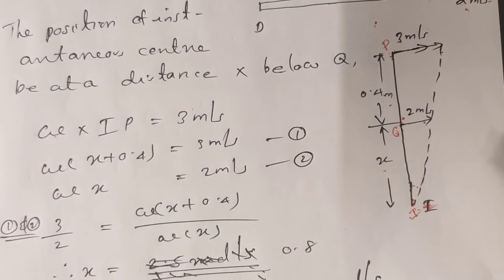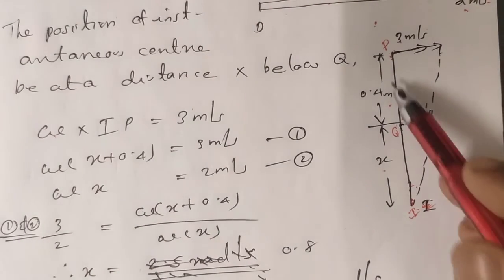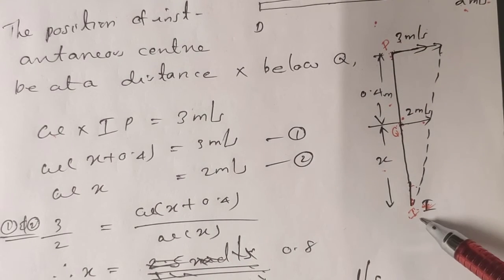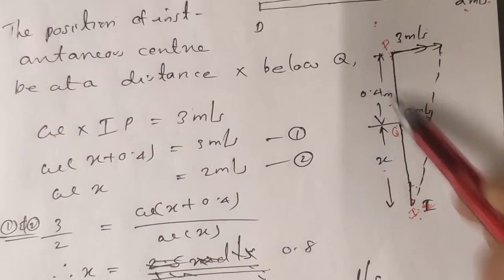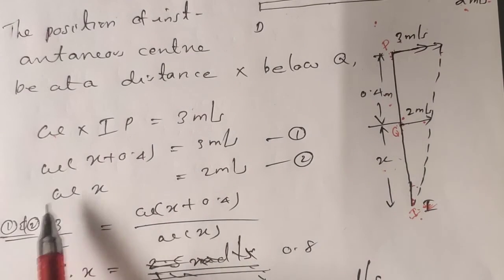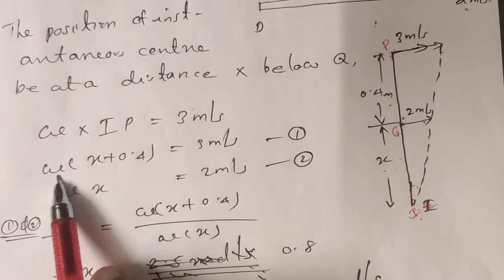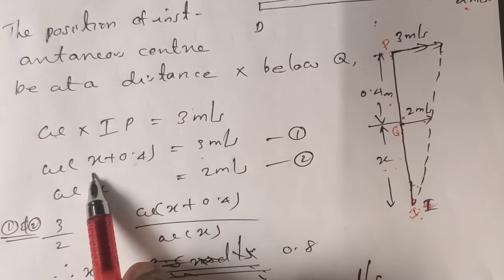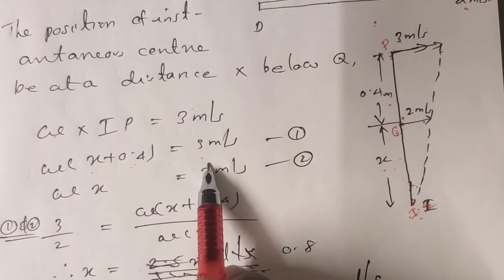So IP we can convert from the figure: that is 0.4 up to P to Q, that is 0.4, and Q to I is x. So we can call it x plus 0.4, or 0.4 plus x, whatever. That is, omega into (x plus 0.4) is equal to 3 meter per second, instead of IP we are providing x plus 0.4.